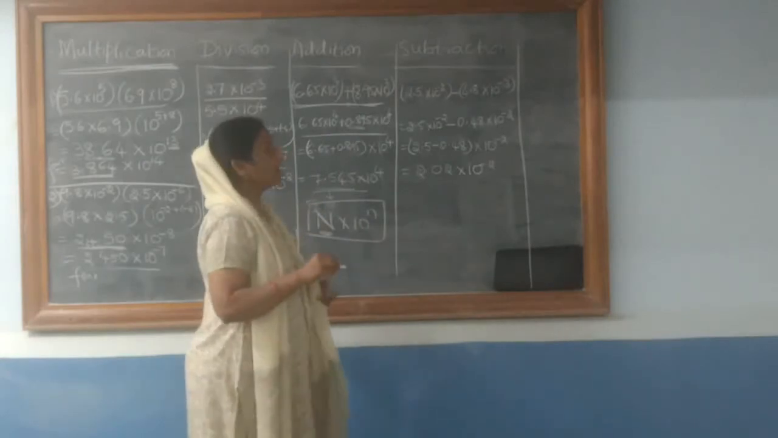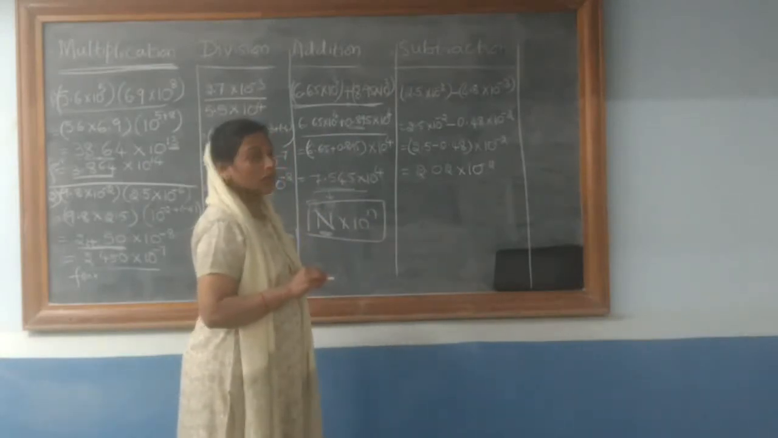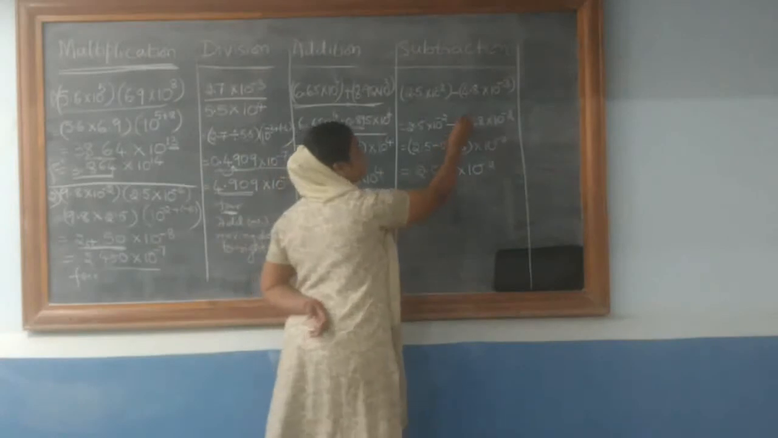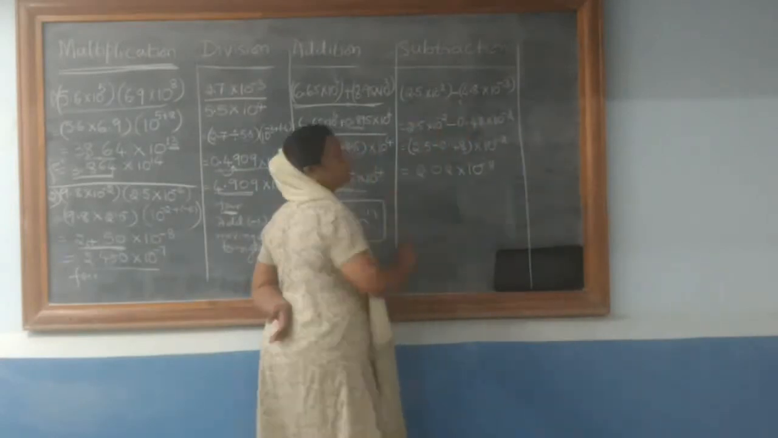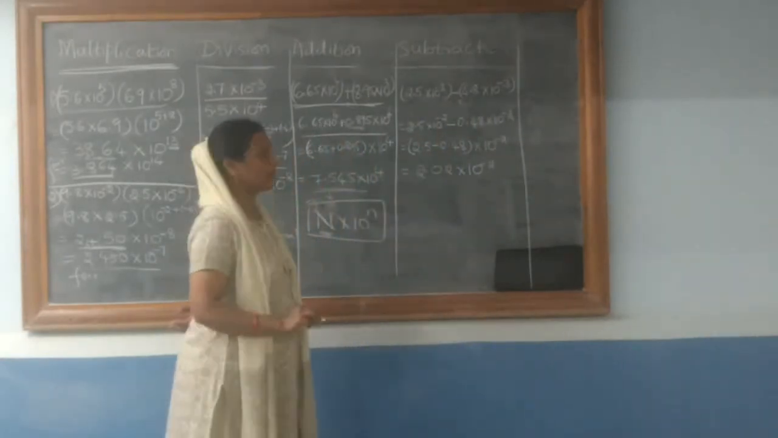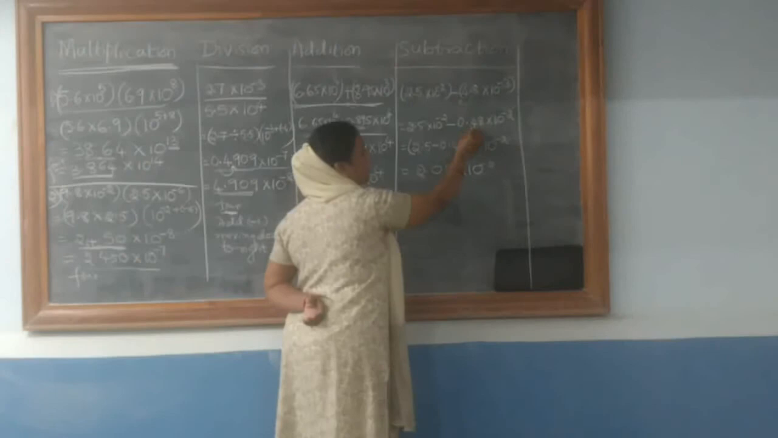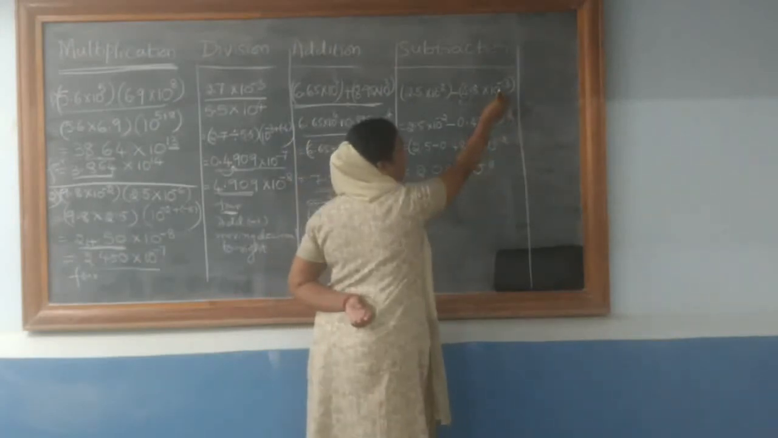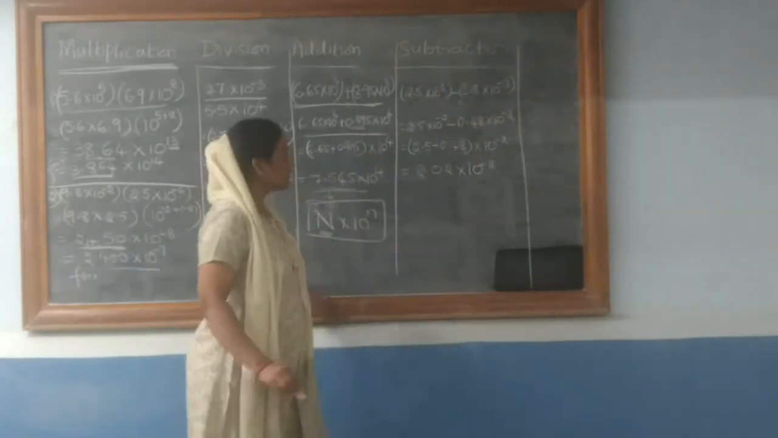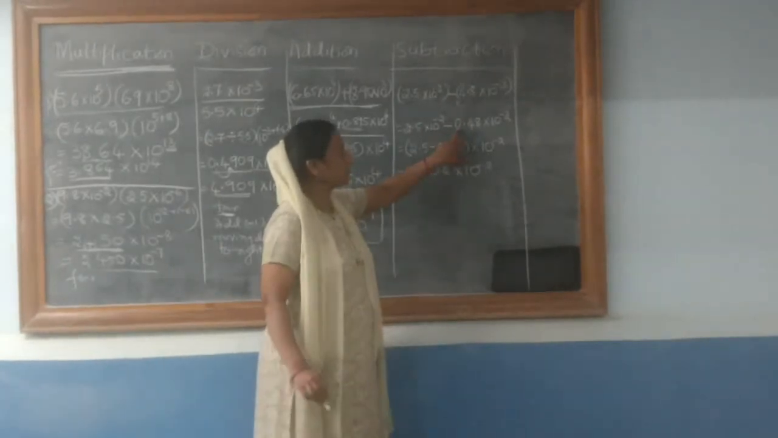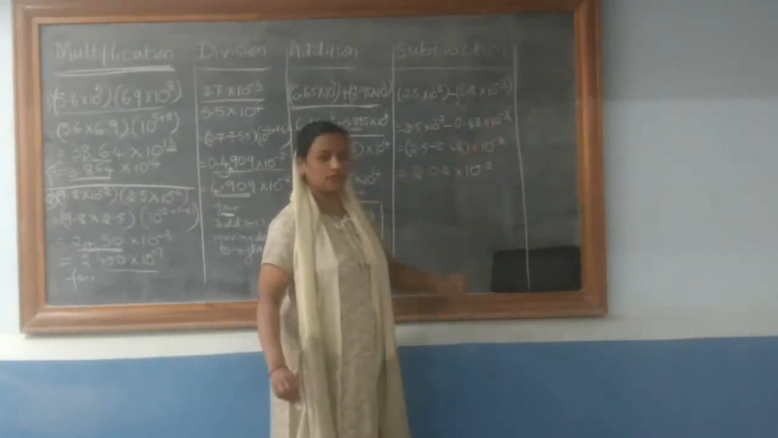When can you add plus 1 to the exponent? When you move the decimal to the left side again. Remember, you are moving the decimal to the left side. Now it will be 2.5 into 10 to the power of minus 2 minus 0.48 into 10 to the power of minus 2. So 4.8 is converted to 0.48 into 10 to the power of minus 2.